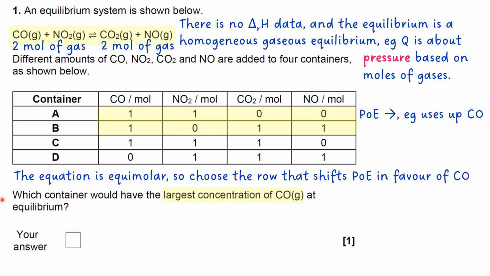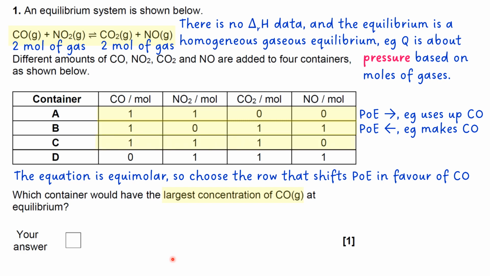So that suggests that's unlikely to be the right answer. Now B is different. There's going to be some carbon monoxide being made, because if you look carefully, you'll see there's 0 moles of NO2. So if there's 0 moles of NO2, that means the reactant side will be favored. So the position of equilibrium will shift in favor of making more CO. So the concentration of CO will be increased in B.